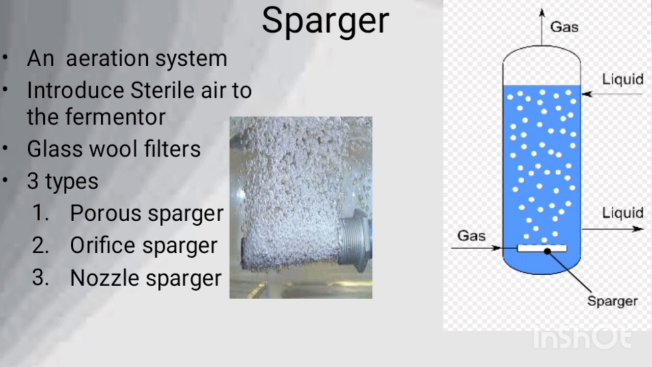Next is the Sparger. You can see the Sparger in the diagrammatic representation of the fermenter as dotted lines. Sparger is an aeration system through which sterile air is introduced into the fermenter. The Sparger consists of a filter called a glass wool filter, and the glass wool filter provides the sterilization of the air and gases. There are three types of Spargers: nozzle Sparger, porous Sparger, and orifice Sparger. Sparger is located at the bottom of a fermenter.